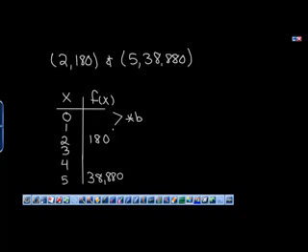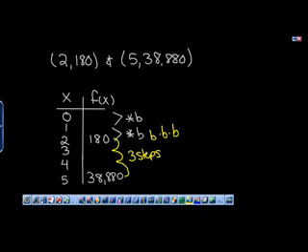In this case, we can see that we're going to be growing. We know that with each step it's going to be multiplied by b. So let's see how many steps we have. From 2 to 3, 3 to 4, 4 to 5, we have 3 steps. That means we have b times b times b to go from the point (2, 180) to the point (5, 38,880). That 180 times b times b times b will equal 38,880. Because from each step, we're going to multiply by b to get to the step after.